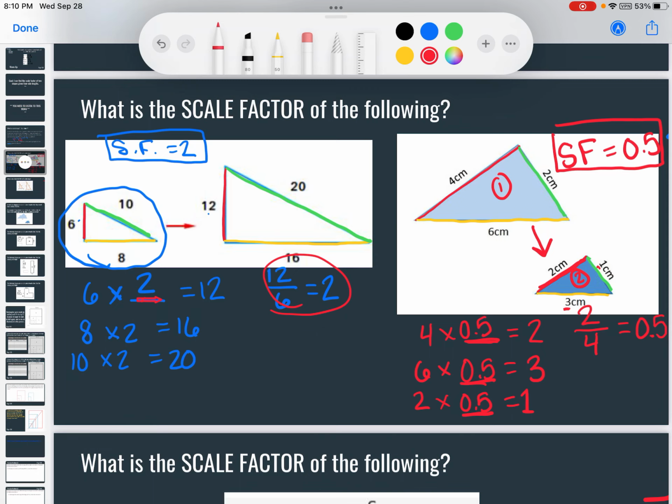2 is a good number, just doubled some easy numbers. You might just see in this second example here, it cut in half. 4 divided by 2 is 2. 6 divided by 2 is 3, and 2 divided by 2 is 1. If you can see it cut in half, that's a good thing to see too. But notice that scale factor is half because each side length is cut in half.